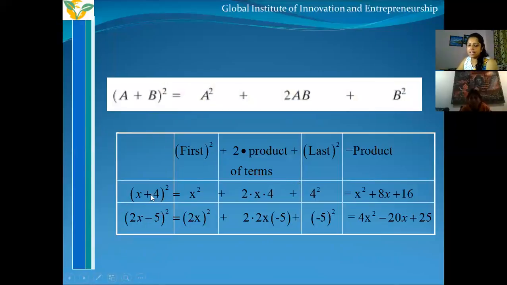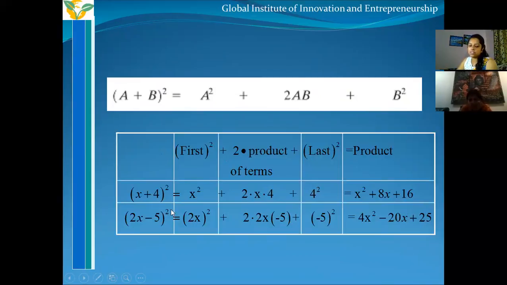So I've given an example here. x plus 4 whole square is: first term square, that is x square, plus 2 times the product of the terms, 2 into x into 4, plus last term square. What is that last term? 4 square. So x square, I've kept x square, plus 2 into 4 is 8, 8 into x is 8x. 4 square is multiplying the same number twice, 4 into 4 is 16. So this is how I'll get the answer for that.